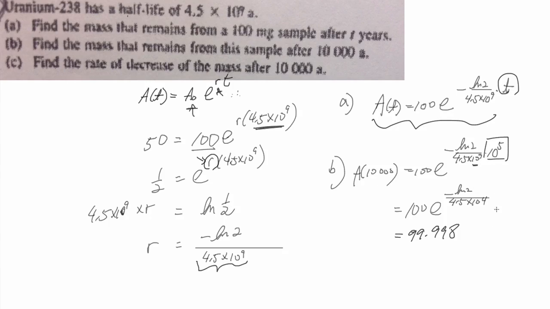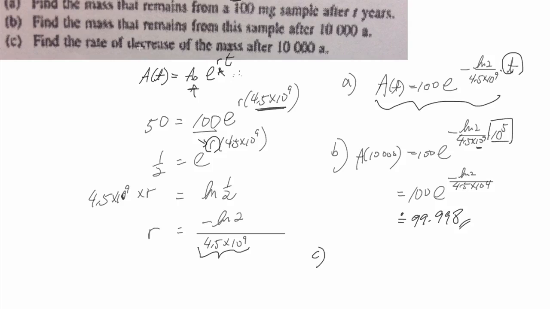When I punch this in, I get 99.998. This makes sense. It takes 4.5 billion years for it to go to half. 10 to the power of 6 is a million years, and 10 to the power of 9 is a billion years. So compared to that, not much time has passed by. That's why it makes sense that there's still so much of it left over.